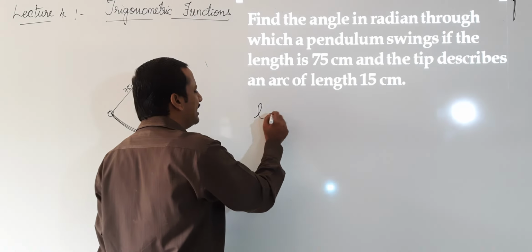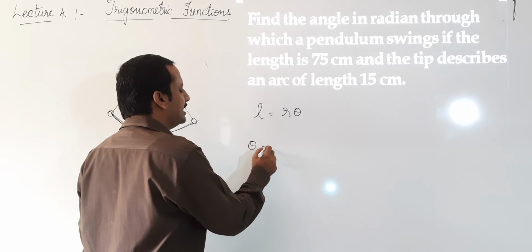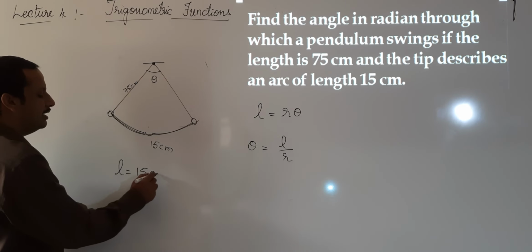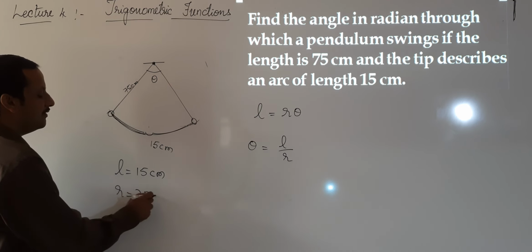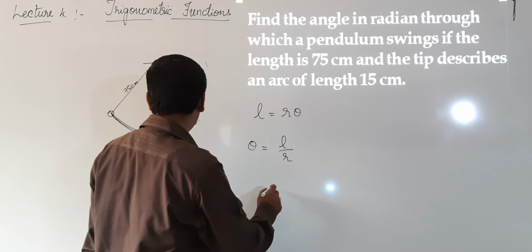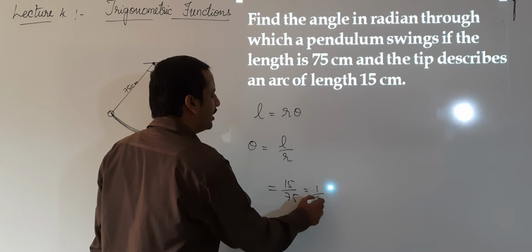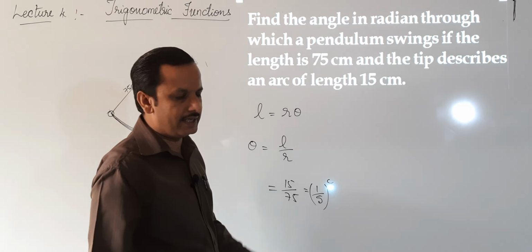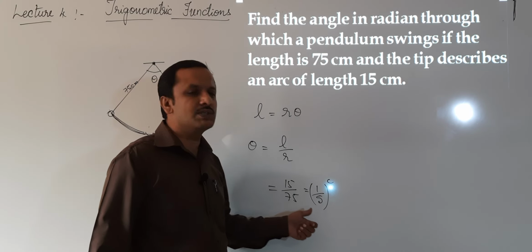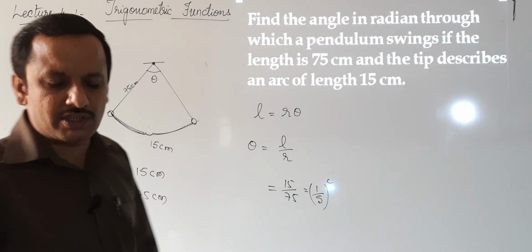You know the formula, L is equal to R into theta. From this we can write theta is equal to L by R. In this case, L is equal to 15 centimeter and R is equal to 75 centimeter. So, L is equal to R theta, from there we can write theta is equal to L by R. So, that will be equal to 15 by 75, that's equal to 1 by 5, it is in radians. Anyway, this formula is derived by considering theta is in radians only. So, theta is equal to L by R, which is 1 by 5 radians. Okay, that's the answer. Let's go to the next question now.